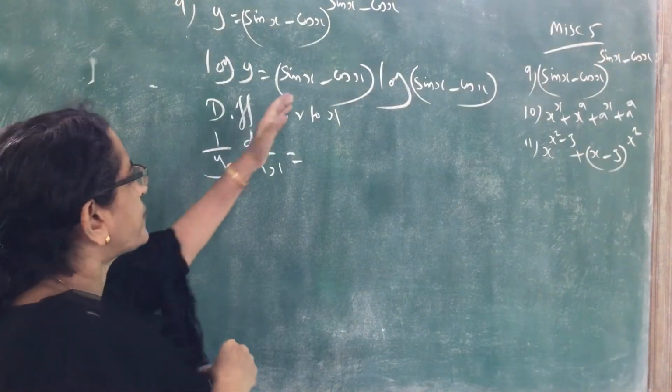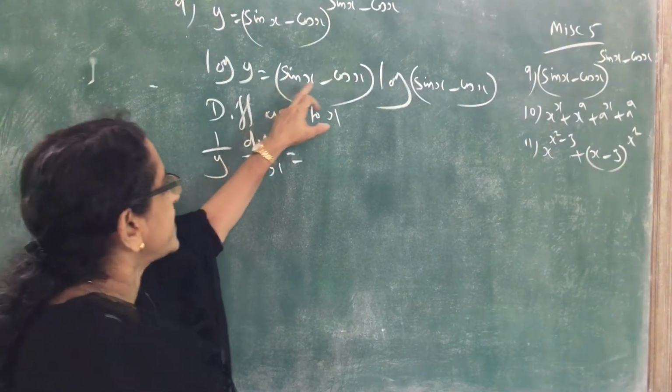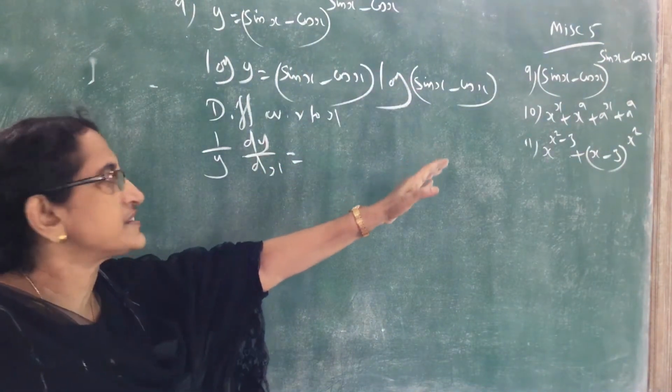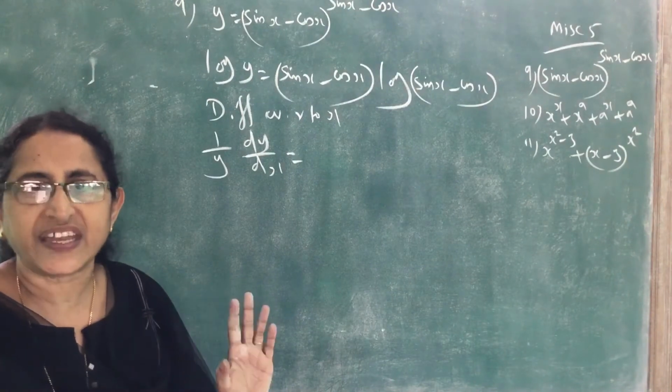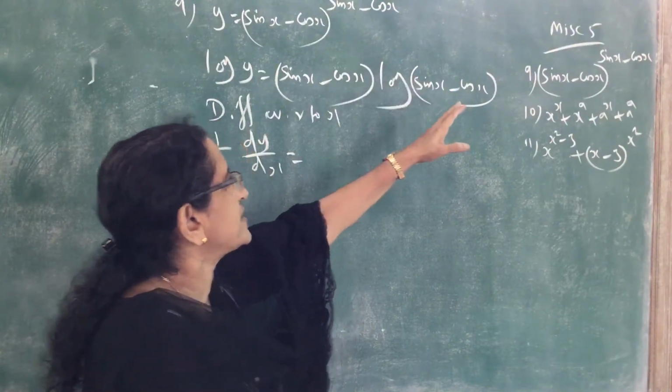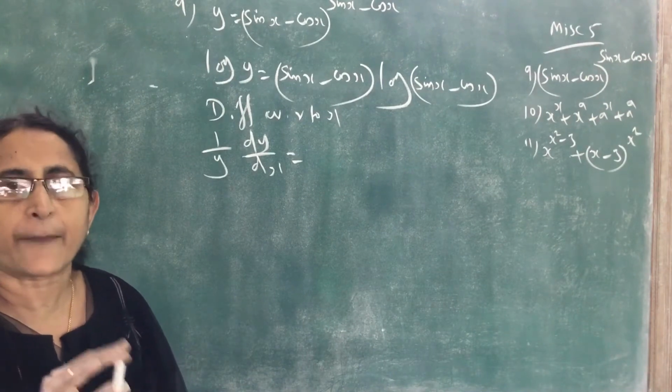Equal to, how to differentiate the right side? It is the product of two functions. One is sin x minus cos x. The second function is the logarithm of sin x minus cos x. Log alone has no meaning, so logarithm of sin x minus cos x. These are the two functions. Product of two functions, so we have to apply the product rule.